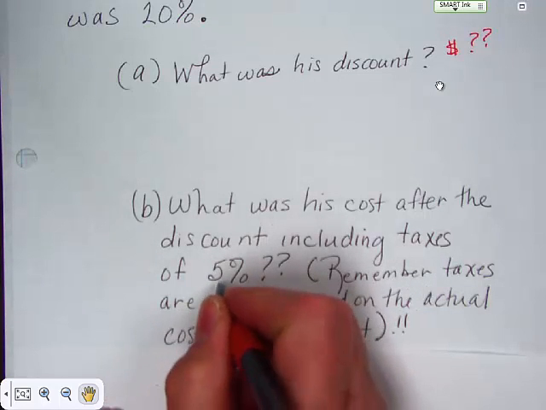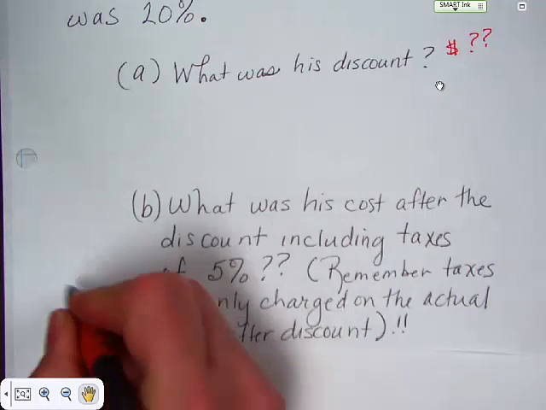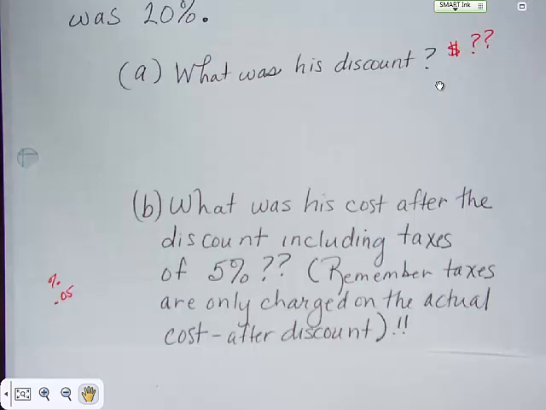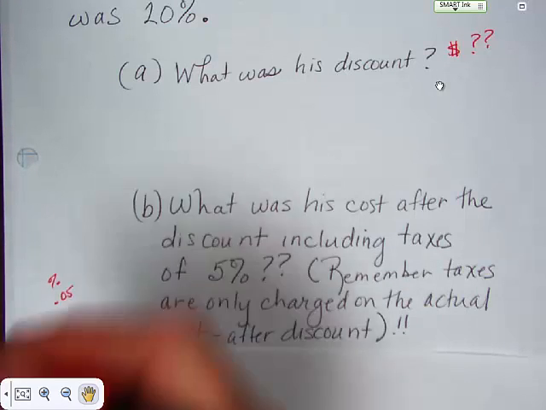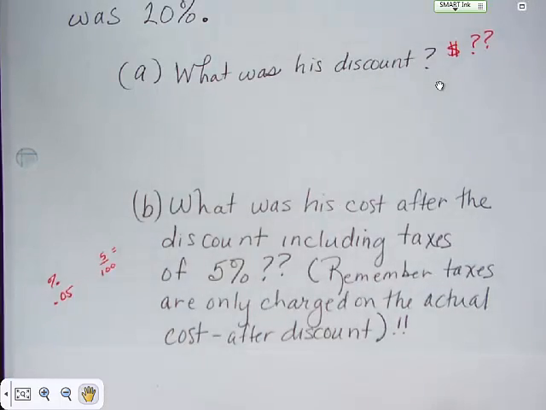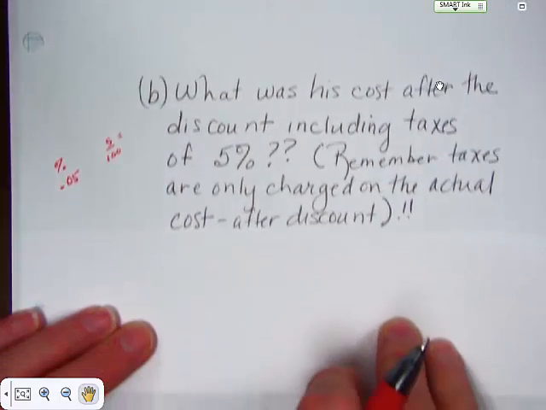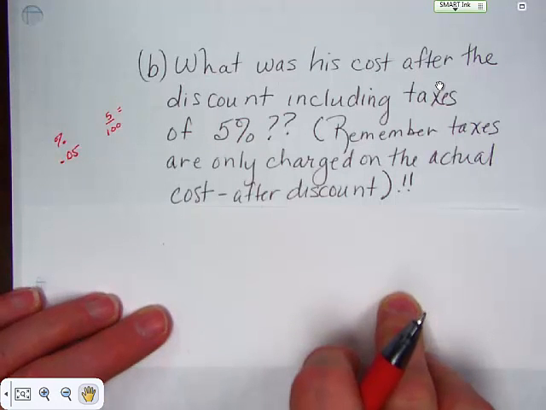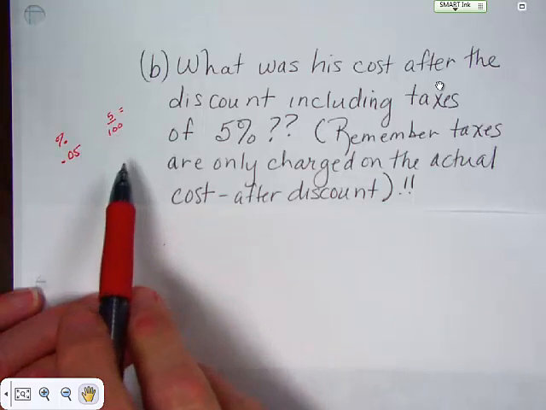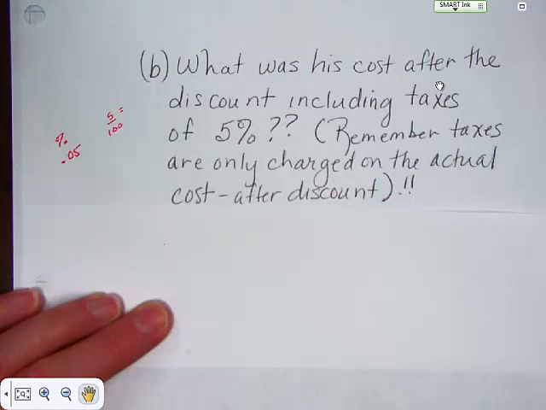And remember, this percent is either going to be written as 0.05 if you're doing it the way where you go something of something is, or you're going to write it as 5 over 100 equals. But remember, taxes are only charged on the actual cost after the discount. So you'll have to take the original cost, subtract the discount, then multiply it times your 5%. And remember to add that 5% on when you're done.